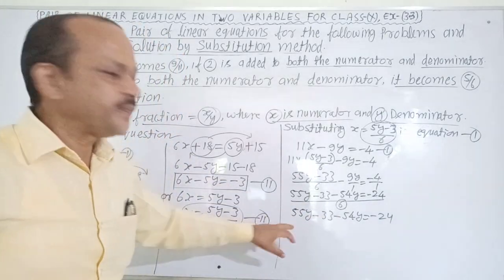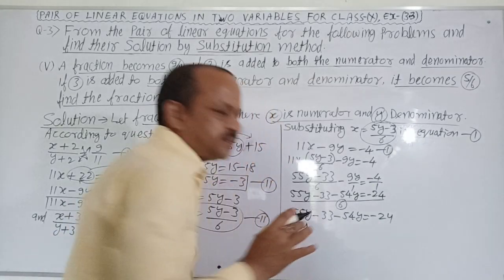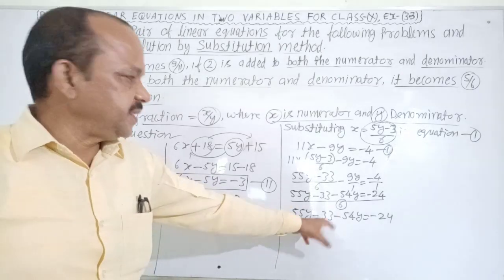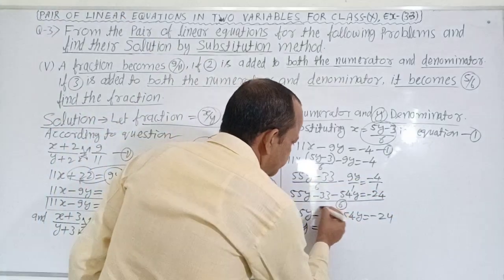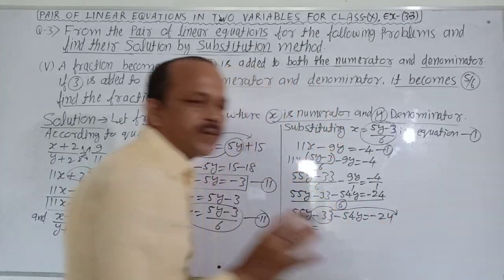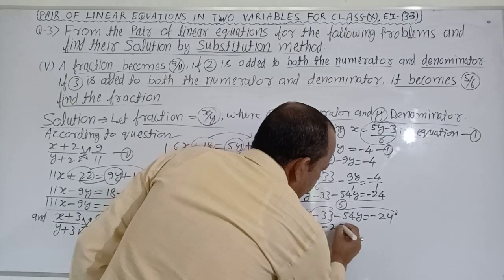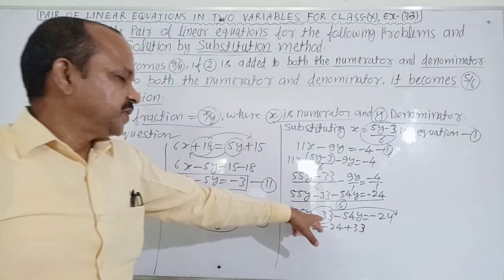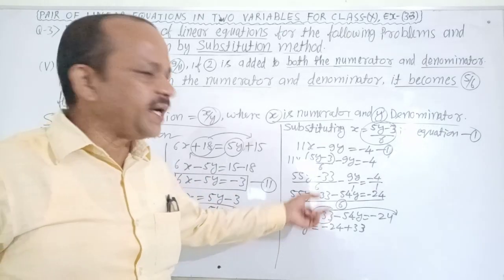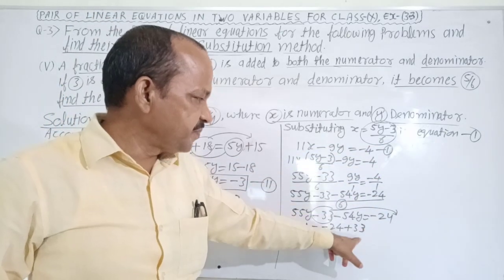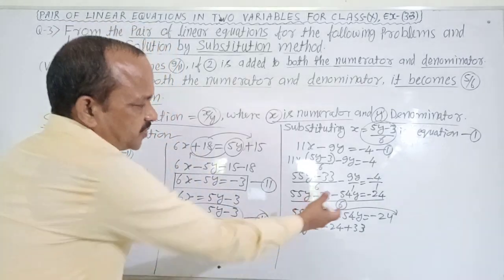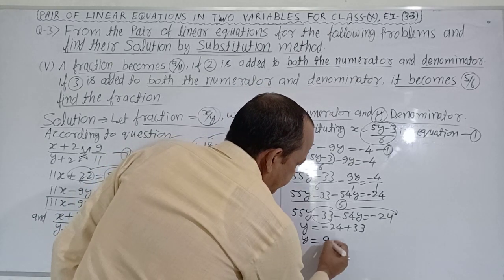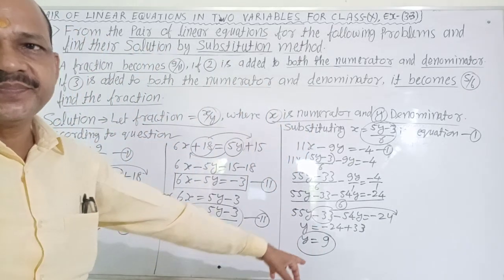You can subtract it. It becomes y equal to. Clear? You can write minus 33 on the right side of equal. It becomes minus 24 plus 33. Here 33 with minus sign, when you write it on the right side of equal, then it becomes positive. Clear? Now you subtract it. You find y equal to 9.